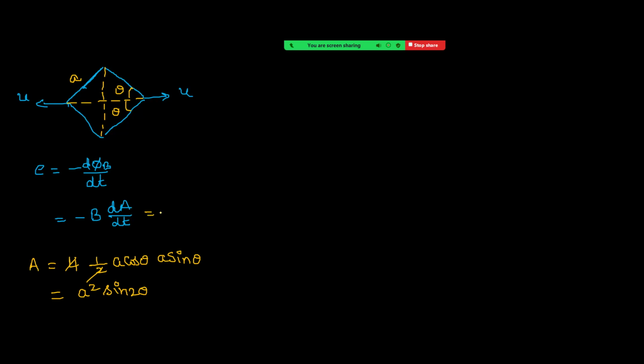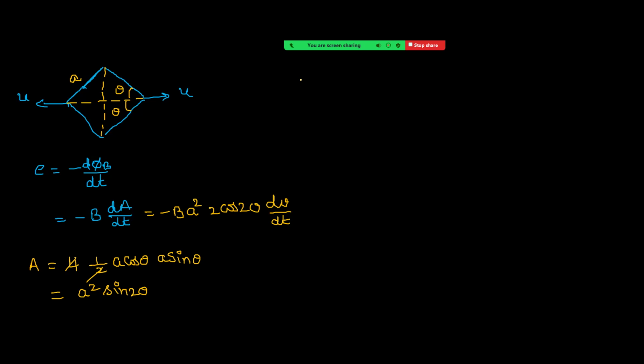Cross check once. We got area a square into 2 times sine theta cos theta, that is sine 2 theta. So E equals minus B into a square, derivative of sine 2 theta, 2 cos 2 theta into d theta by dt, right? Now in this, if we know d theta by dt, then we come to know what is E value, right?